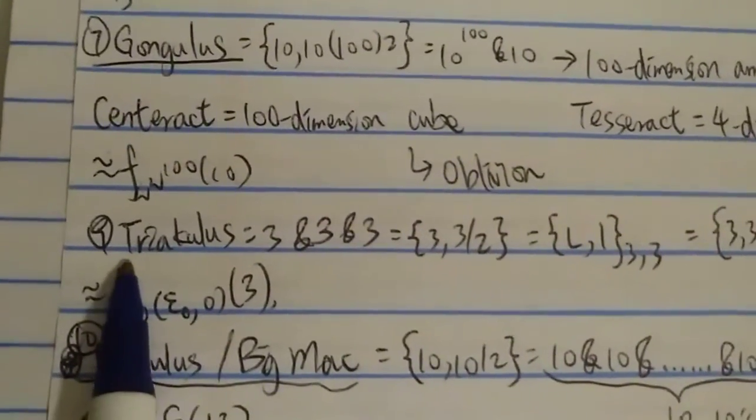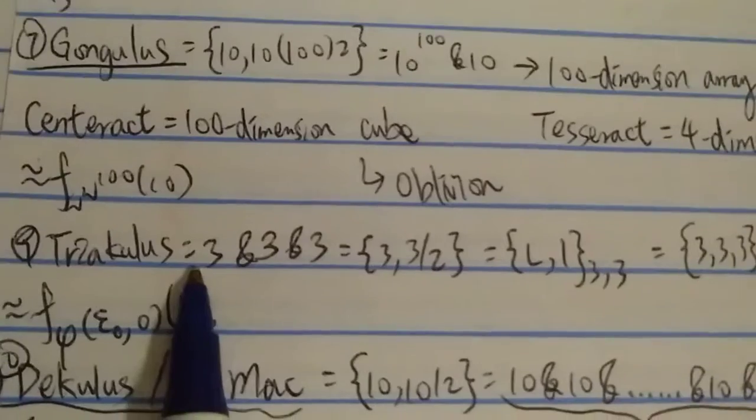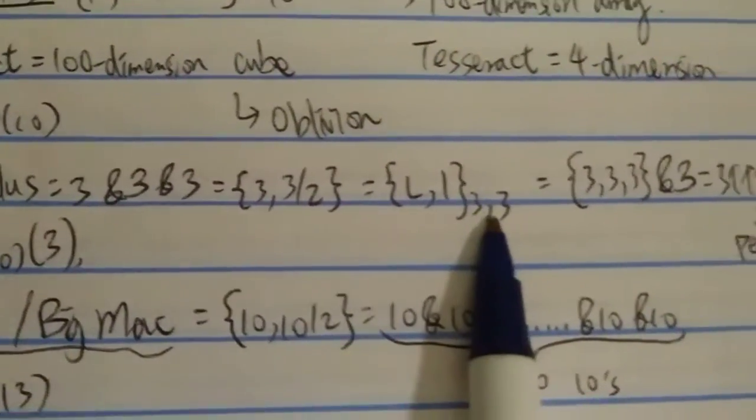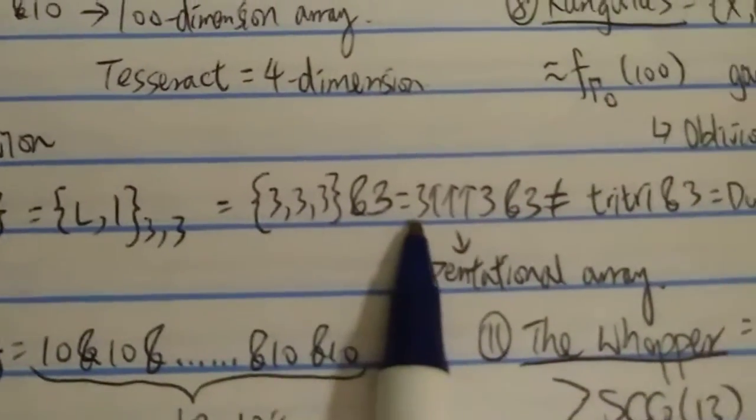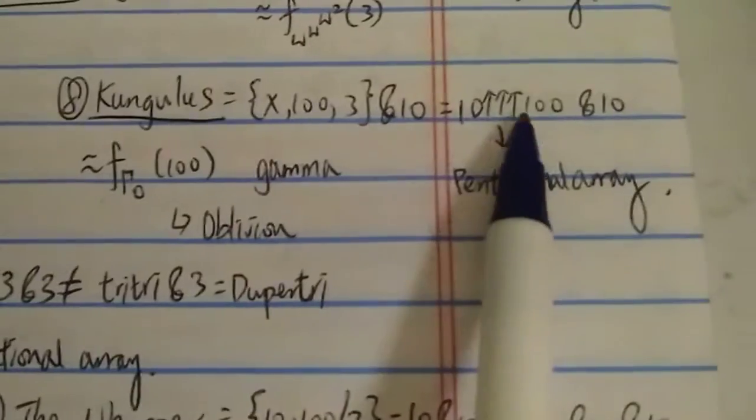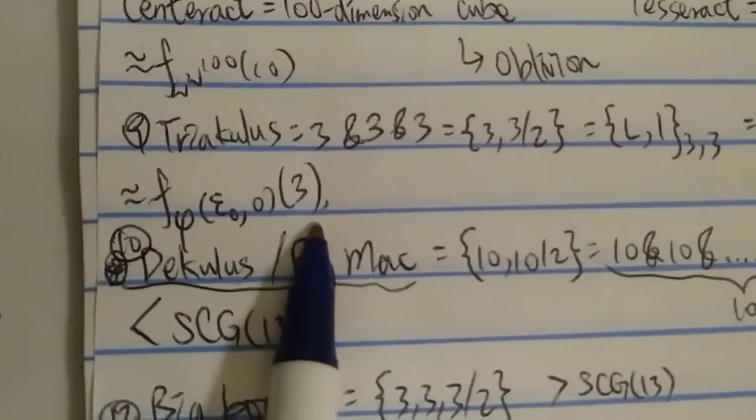And then the next one is Triaculus. Well, actually, this number is smaller than Kungulus, but anyway, this is 3 and 3 and 3, or 3 array of 3 array of 3. You can write it this way, which is equal to this. And again, this is a pentation array, but as you can see, this is smaller than this thing over here, but still very, very big. And it is, this is the fast growing hierarchy.